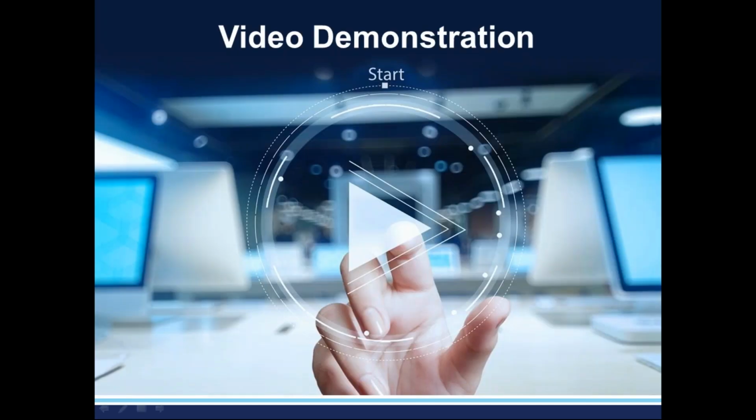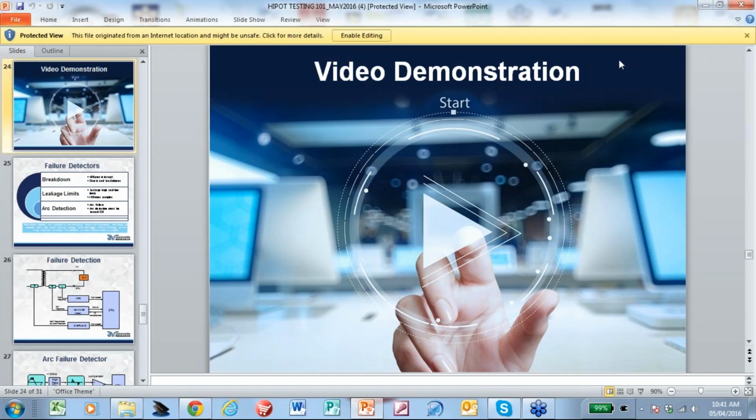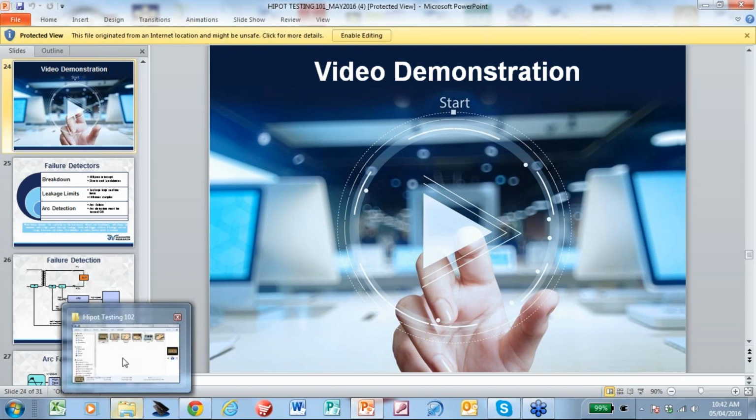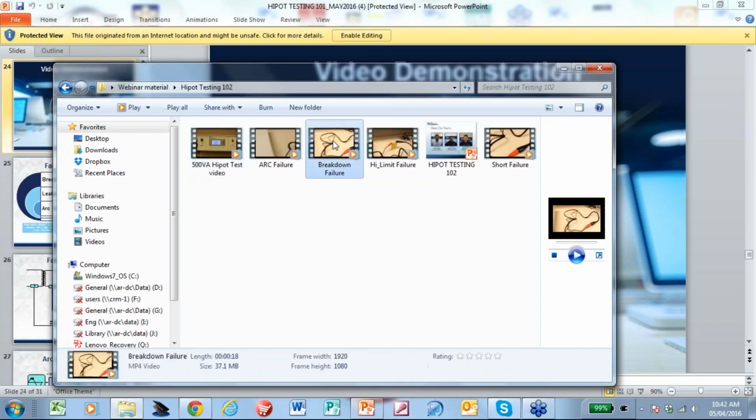With that said, I am going to play a quick video to show some of the failure types. Before I go into that, I just want to mention, there are different failure types such as breakdown. If you're using the high and low limits, there could be high and low limit failures. And there could be arc detection failure or arcing failures as well. I'm going to talk about arc detection briefly as well. But let's look at a breakdown failure condition.